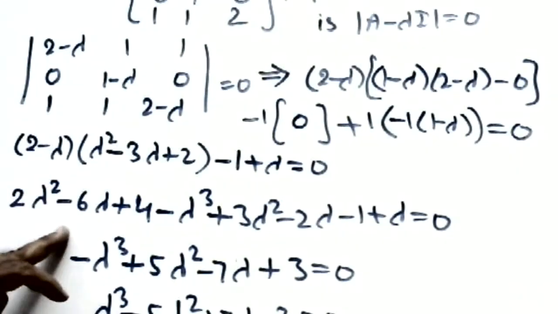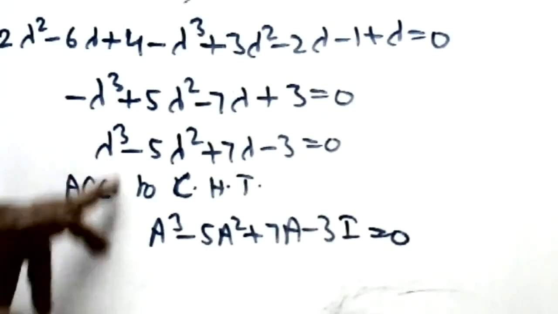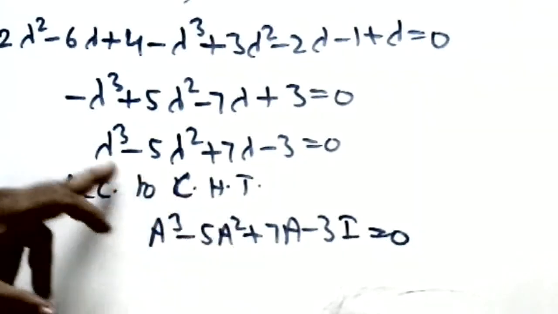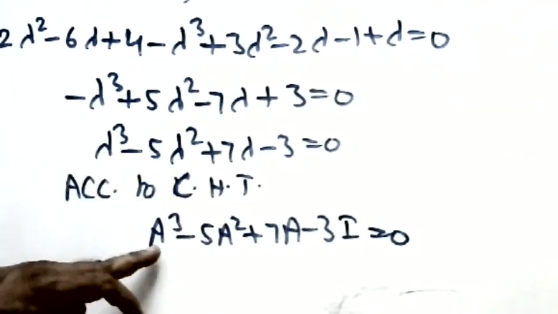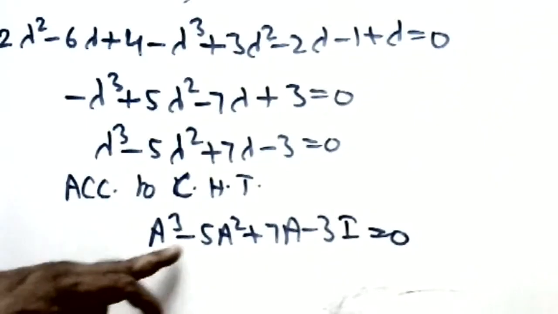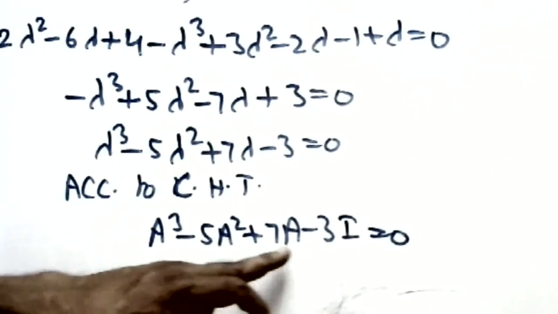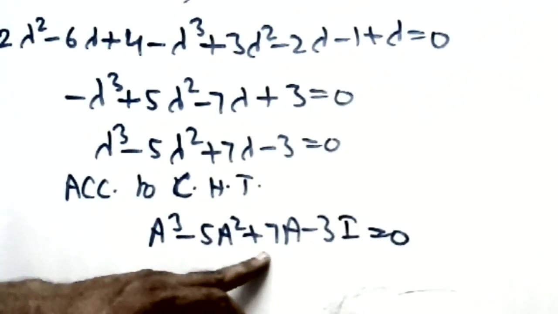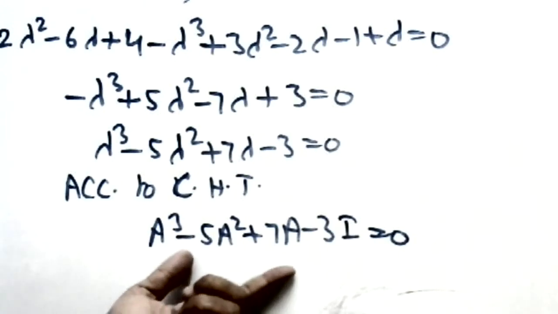Already we have done many questions on eigenvalues also. After multiplying, you get the cubic equation. This is the cubic equation we got in polynomial lambda. According to the Cayley-Hamilton theorem, in place of lambda we put A. So this is the Cayley-Hamilton theorem: A cube minus 5A square plus 7A minus 3I. Now using this, we have to find the value.